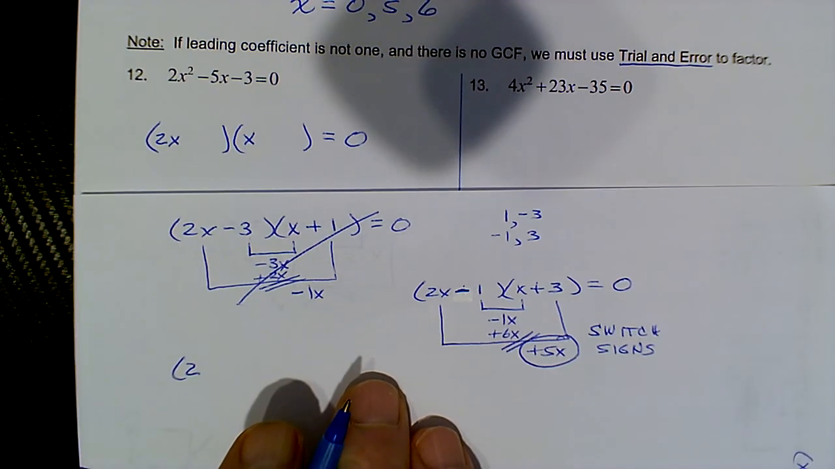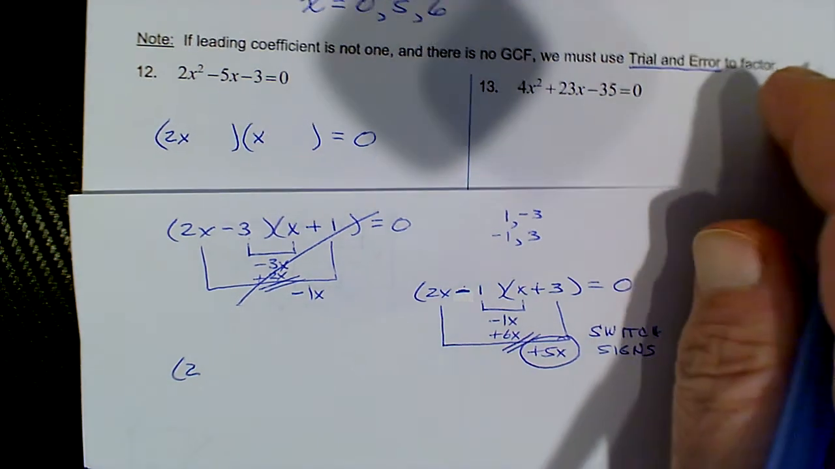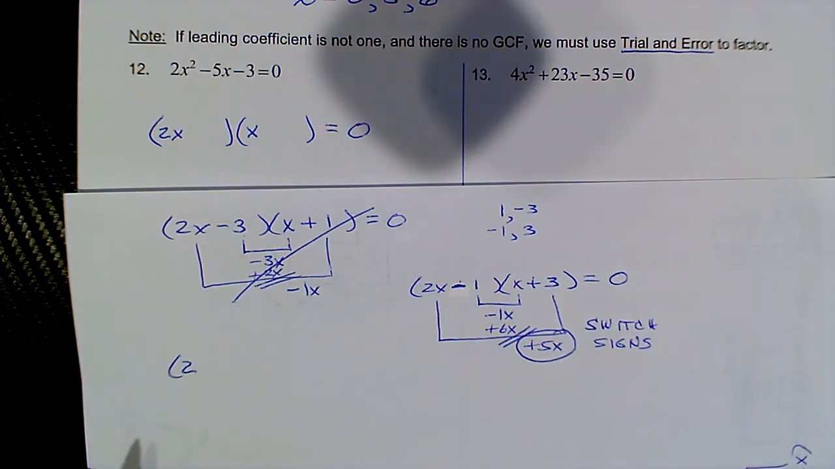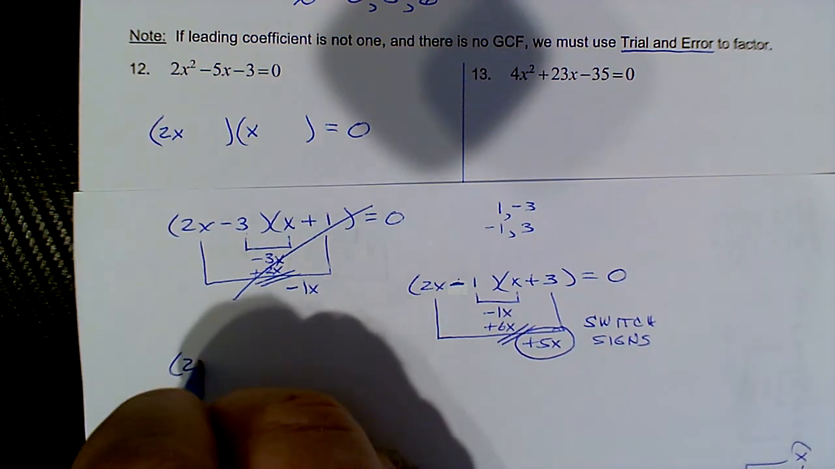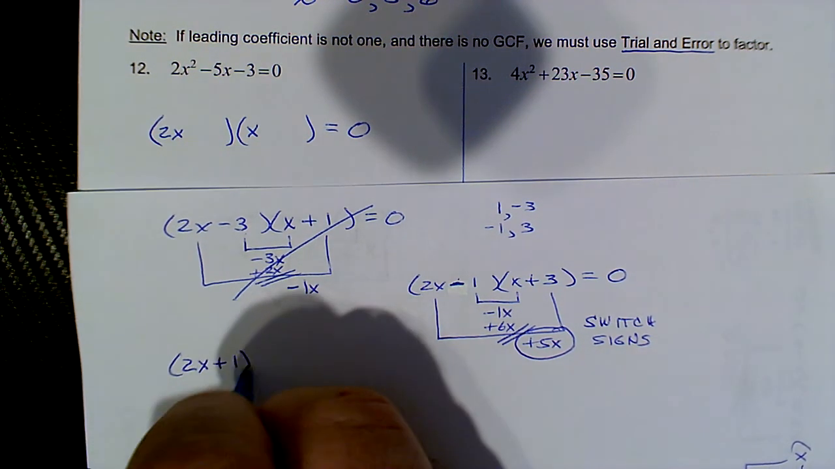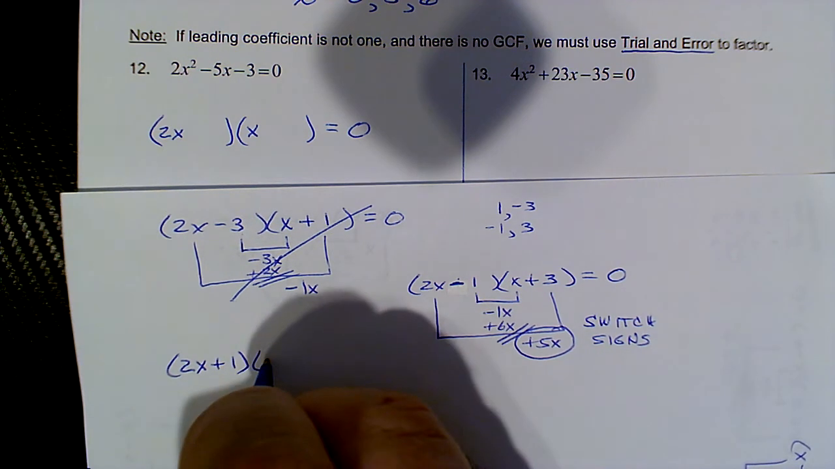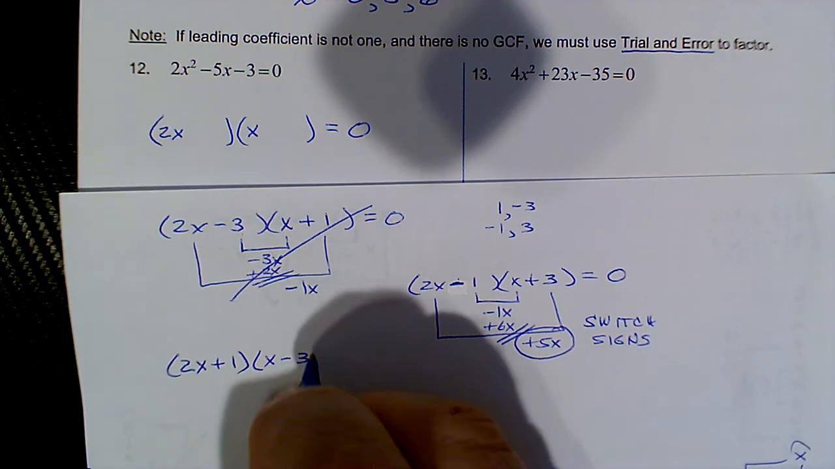Sorry, I was writing that without you seeing it, so I'll give you a second to catch up. But in other words, instead of 2x minus 1 and x plus 3, it's going to be 2x plus 1 and x minus 3.